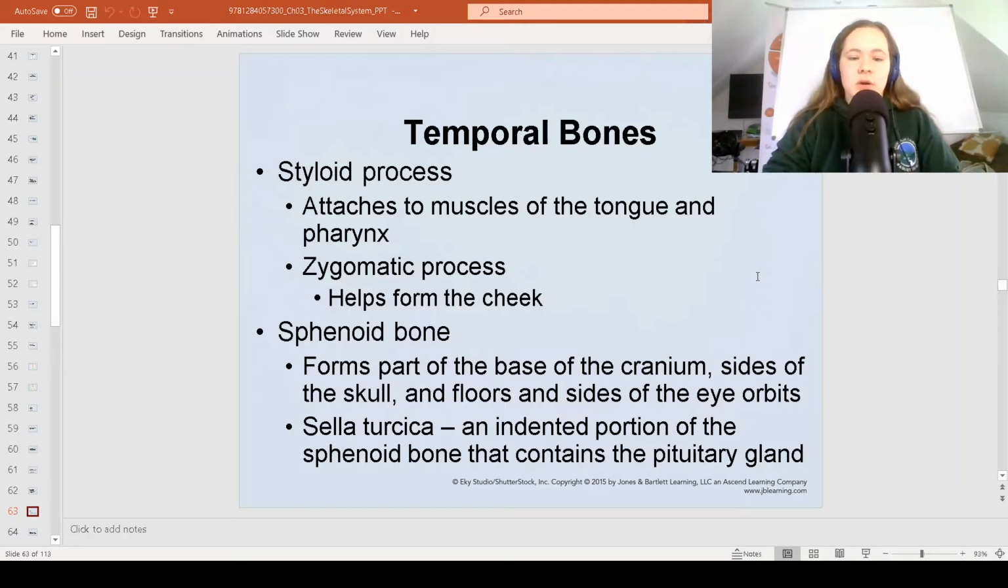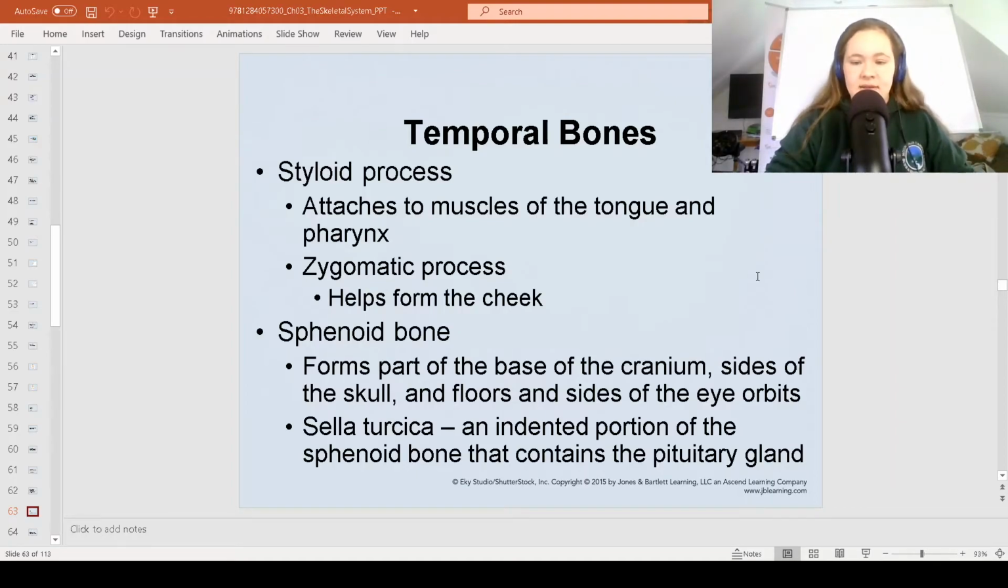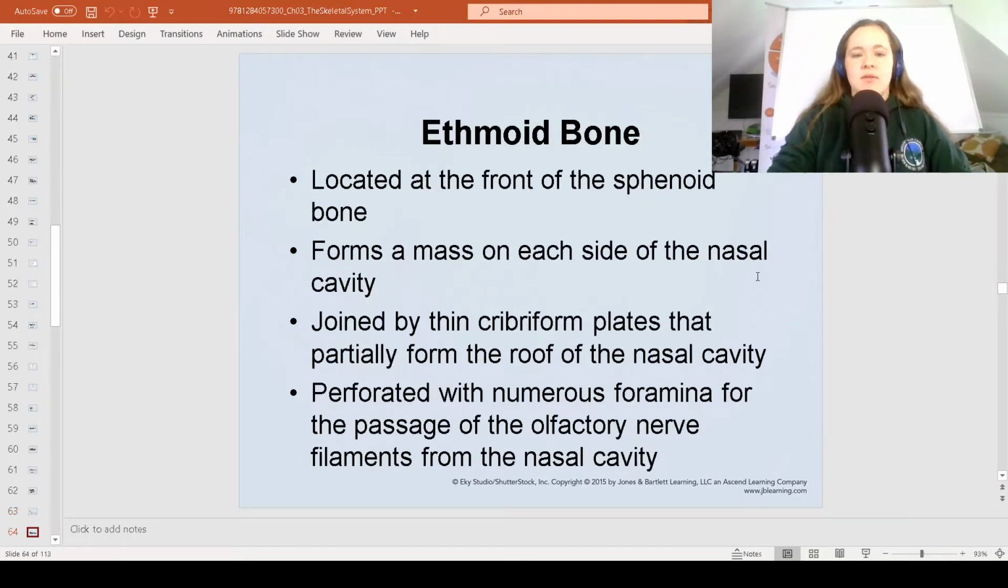The sphenoid bone forms part of the base of the cranium, the sides of the skull, and the floors and the sides of the eye orbits. Sella turcica is an indented portion of the sphenoid bone that contains the pituitary gland. The ethmoid bone is located at the front of the sphenoid bone. This forms a mass on each side of the nasal cavity, joined by thin cribriform plates that partially form the roof of the nasal cavity.